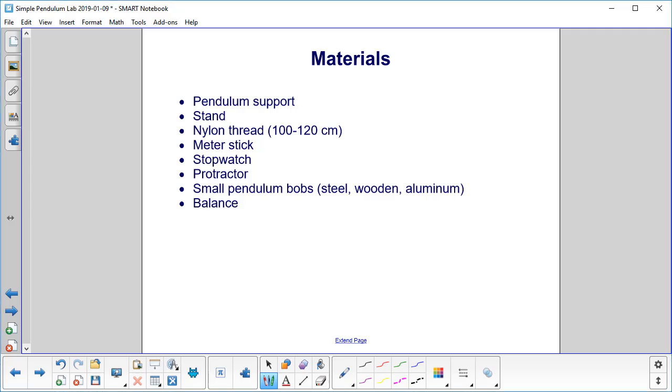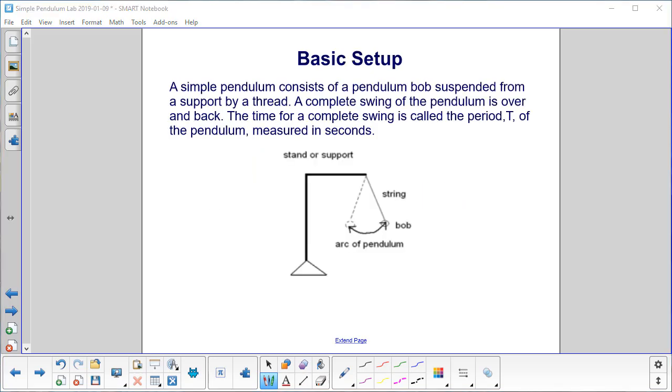Our list of materials is right over here: small pendulum bobs, steel, wooden, and aluminum, and various other pieces of equipment. A simple pendulum consists of a pendulum bob, that's this little weight at the end of the string, suspended from a support, here's our support and our stand, by a thread or string.